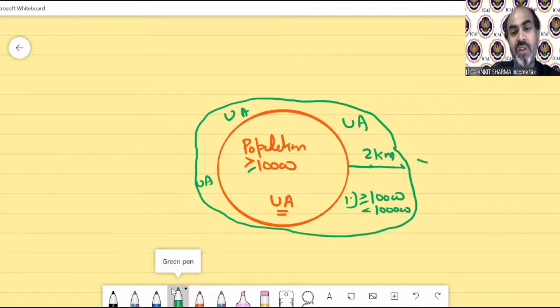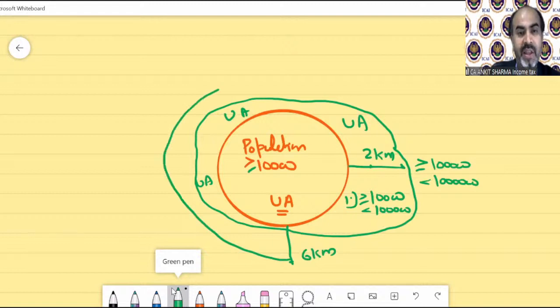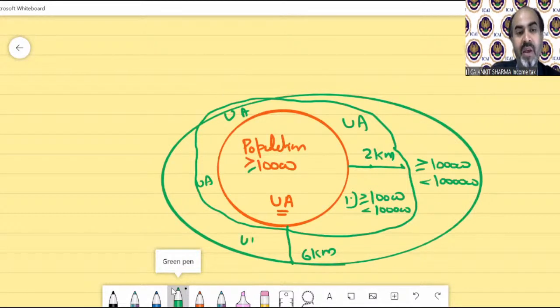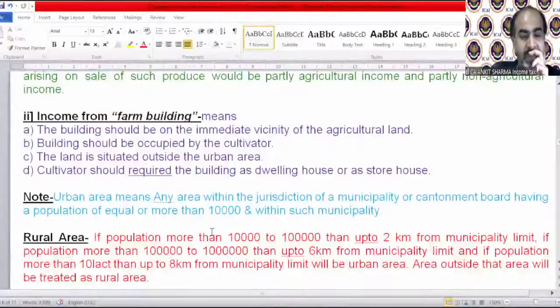Now if the population is more than or equal to 1 lakh but less than 10 lakh, then 6 kilometers from this area will be covered as urban area. The diagram is really bad, of course. I told you my drawing is really pathetic. So you should understand the logic of what I'm trying to say.